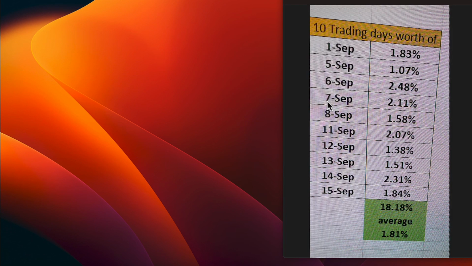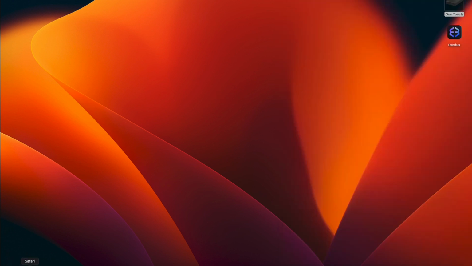Let's go ahead and look at 10 days, everyone. 1 September with a 1.83, 5 September a 1.07, 6 September a 2.48, 7 September a 2.11, and 8 September a 1.58, which gives us a 1.81% average over 10 trading days, everyone.